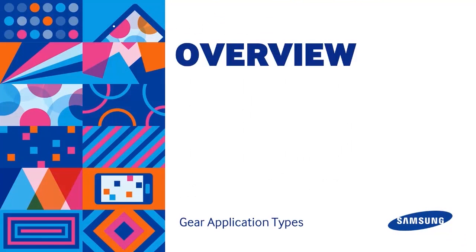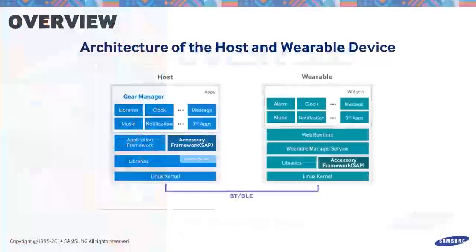Let's familiarize ourselves with the architecture of both host and wearable devices, including the Gear Software Manager. The Gear Manager is responsible for delivering information to the wearable as well as widget setup. On the receiving side, the Wearable Manager service will install the widget and throw information back to the Gear Manager on the host. Now, for these to do what they're supposed to do, a connection between the host and the wearable must be established courtesy of the Samsung Accessory Protocol or SAP. Medium may either be Wi-Fi, Bluetooth Classic, or Bluetooth Low Energy or BLE.